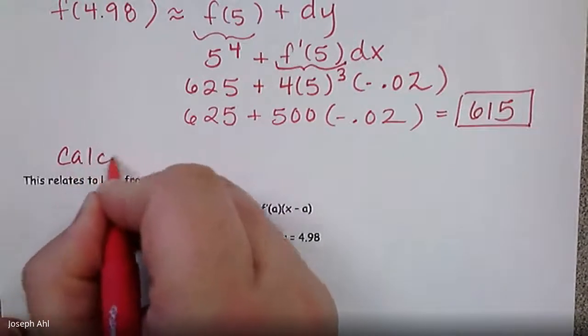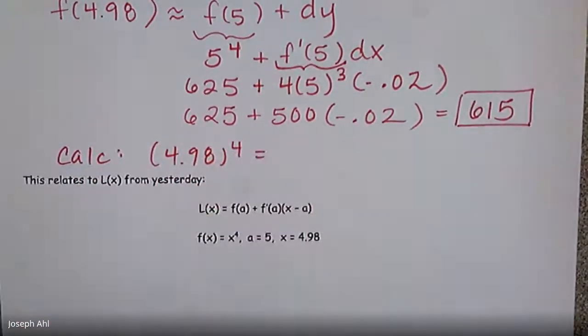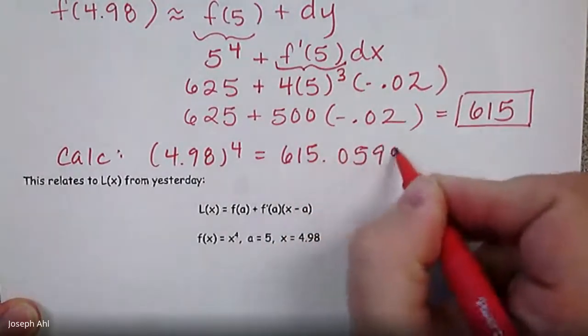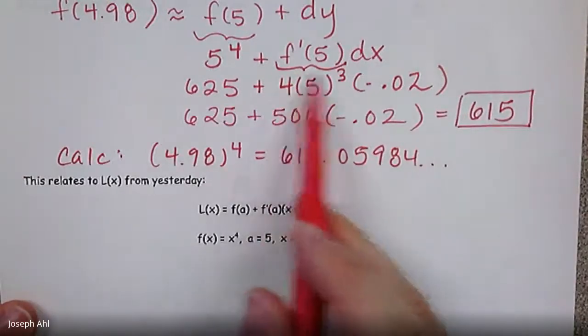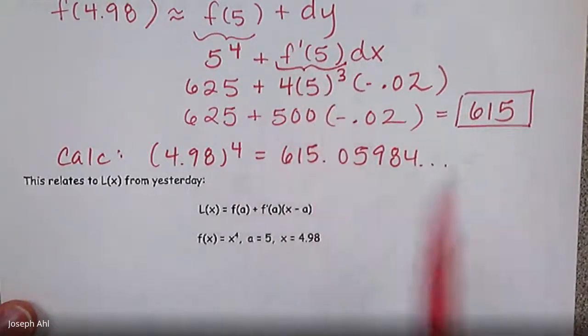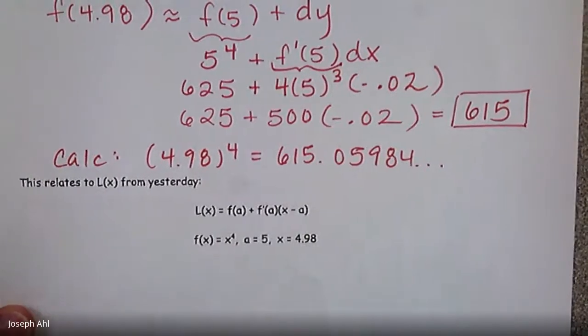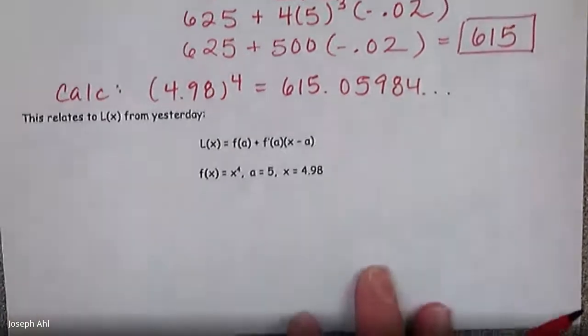And on the calculator, if you type in 4.98 to the fourth, you wind up getting 615.05984, something like that. So look how nicely that tangent line approximated the actual value from the calculator. Pretty close. Okay. So could we have approached this through linearization from yesterday?